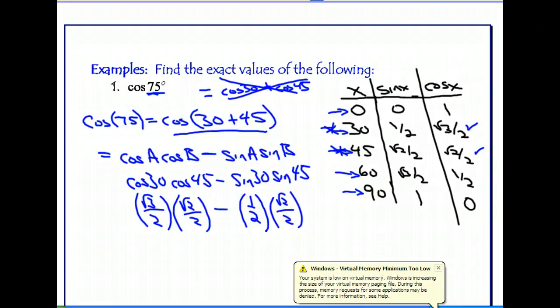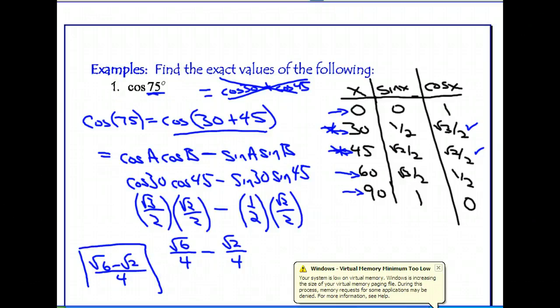Okay, how do you multiply fractions? Well, you multiply the tops. So it looks like I get the square root of 6. Multiply the bottoms over 4. Here I multiply the tops. Looks like I get the square root of 2 over 4. And since I have a common denominator, my final answer is going to be the square root of 6 minus the square root of 2, the whole thing over 4. And that would be the value of the cosine of 75 degrees.